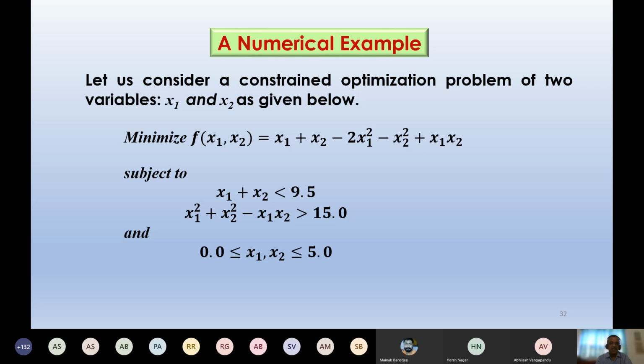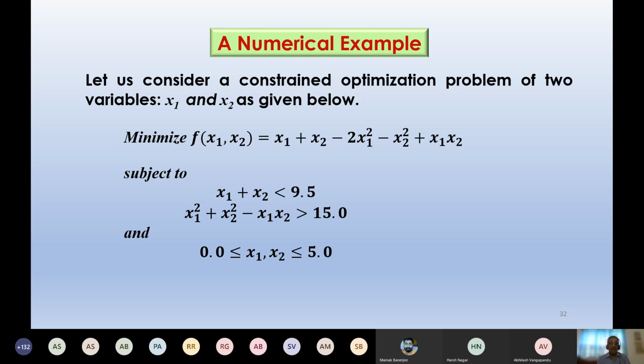Now if you concentrate on the second functional constraint, x1 square plus x2 square minus x1 x2. Let us concentrate on the left hand side. So x1 square is 4.0, x2 square is 9.0. So 4 plus 9, 13, minus 2 into 3, that is 6. So 13 minus 6 is 7. 7 is not greater than 15. So there is a violation of the second functional constraint.